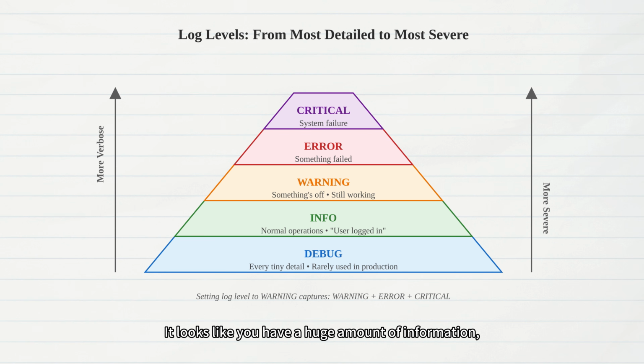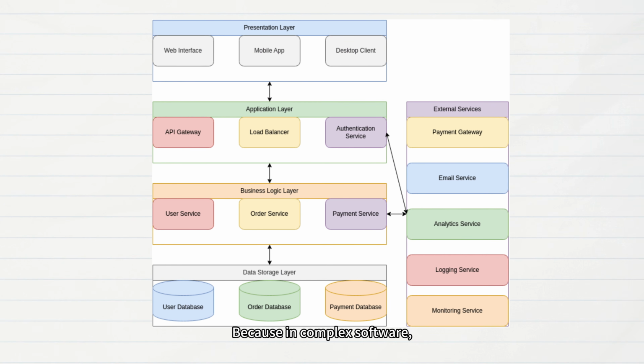It looks like you have a huge amount of information, but after a few minutes, you discover an even more terrifying problem. You still don't know what happened. There are plenty of logs, but they can't tell you the answer. Why is that? Because in complex software, logs record events. What developers really need is a story.